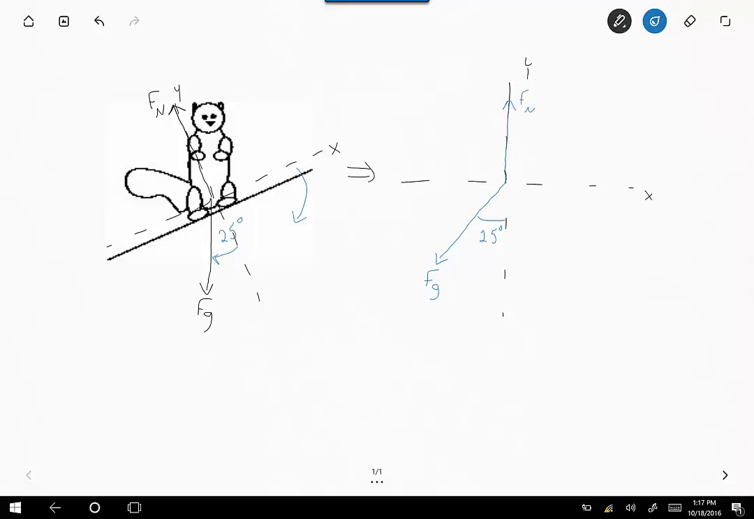So now the question becomes, if we have the normal force going up and the gravitational force at an angle, how can they interact with each other? The important thing to realize is that forces in the y direction interact with other forces in the y direction. Forces in the x direction only interact with forces in the x direction. So forces interact with other forces that are parallel to them.